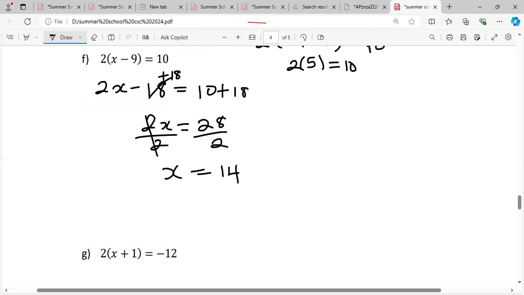So we have 2 bracket x plus 1 equal negative 12. I think we're going to make this one the last one, alright? For today. So next week we continue.